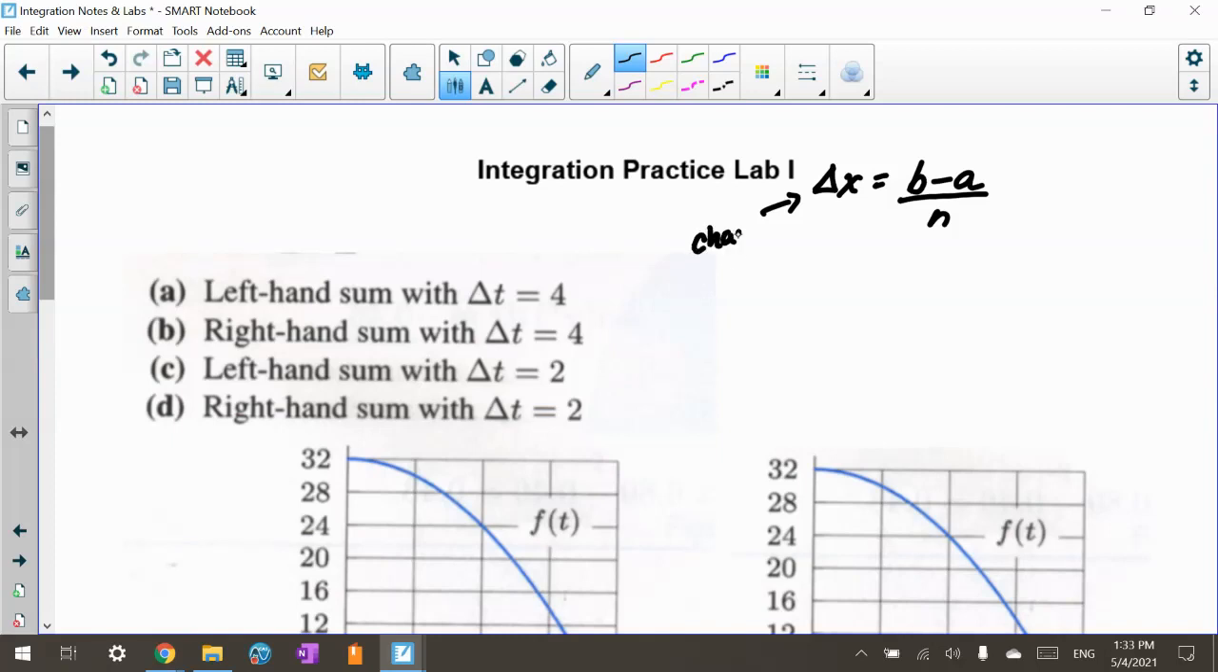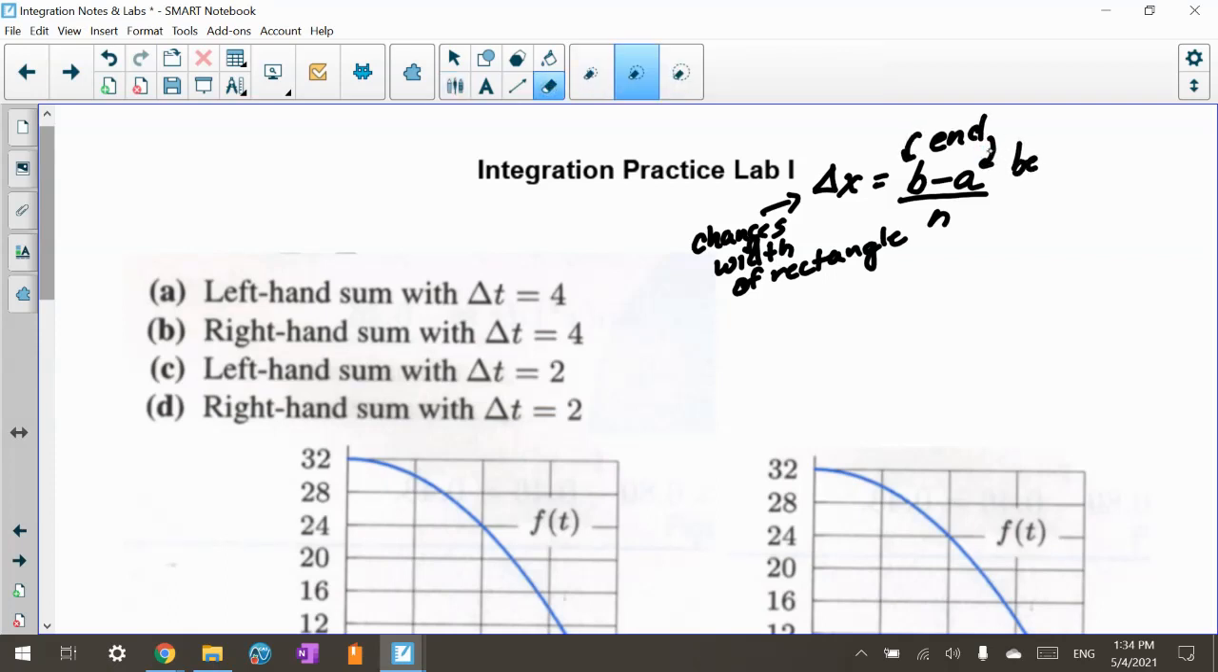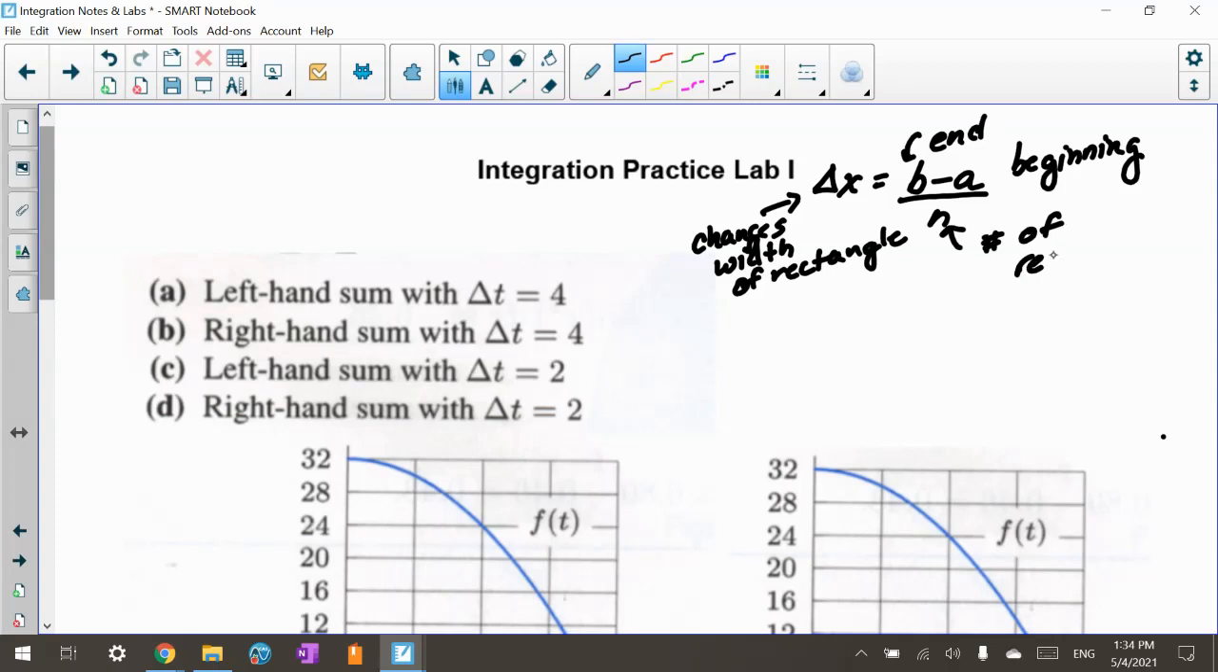So this is the change in the width of the rectangle. B is the end of the interval, and A is the beginning, so it's basically the end of the interval minus the beginning. And N stands for the number of rectangles. I'm going to practice this a couple of times so you'll see what I'm talking about, but you're going to use this delta x equals B minus A over N quite a bit.